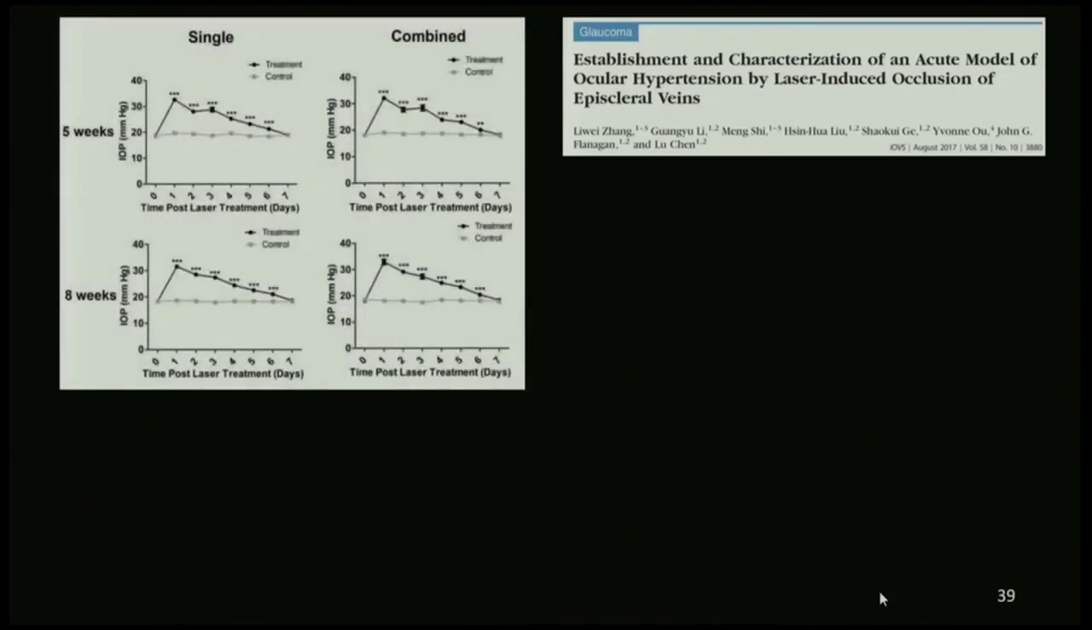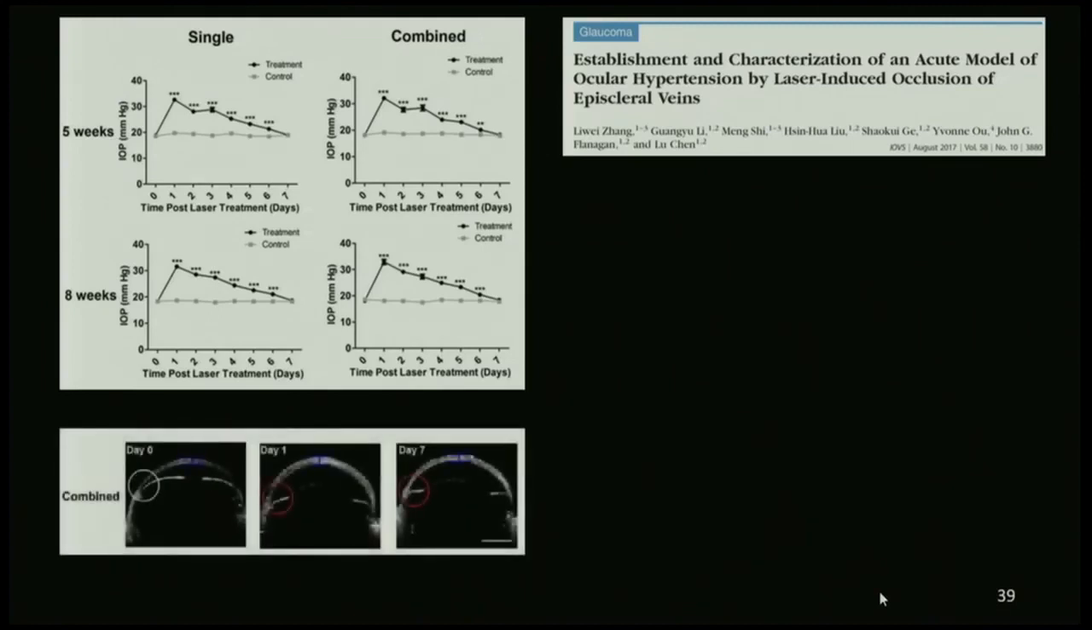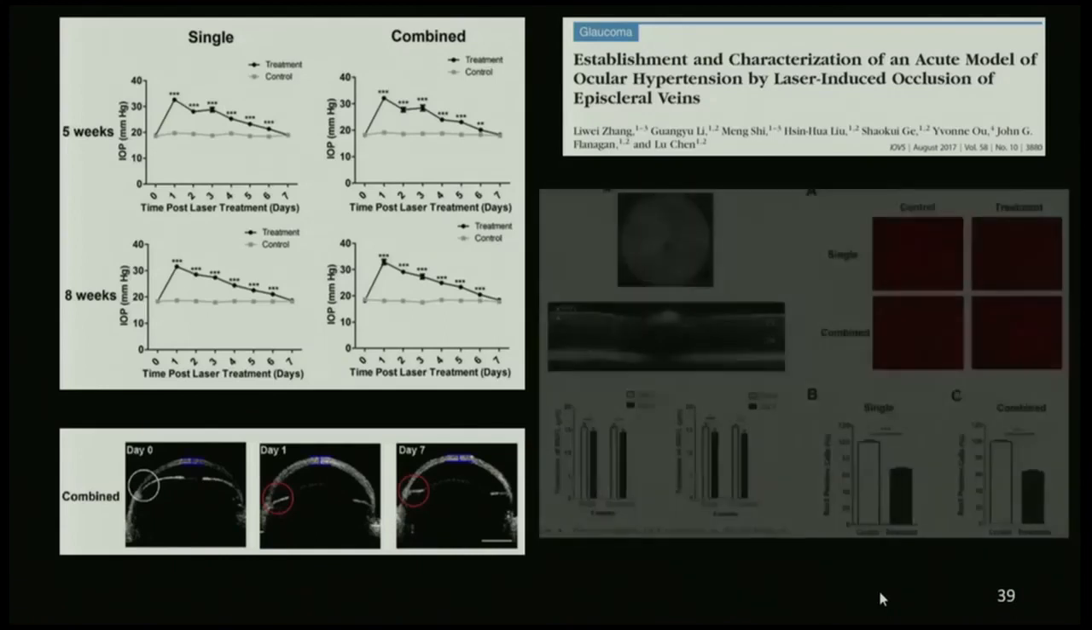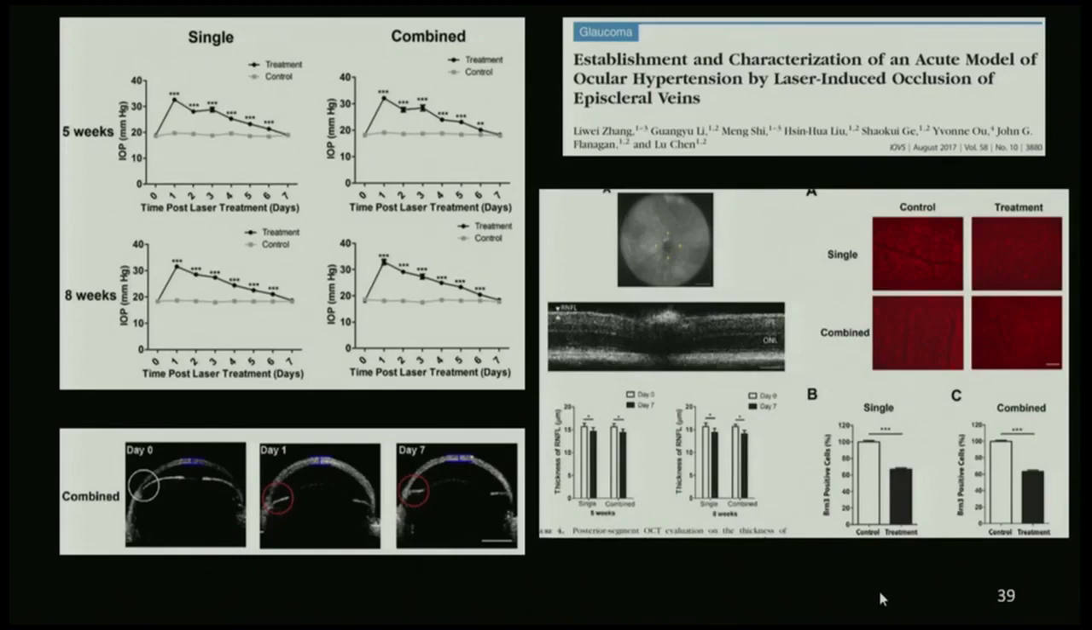In this paper, however, they went ahead and lasered the episcleral veins, and they saw pressure elevation in both the single and combined application in both 5-week and 8-week-old animals. And they were able to show with anterior segment imaging that there were some adhesions formed between the iris and the cornea. So again, the angle looked a little bit more scarred post laser. And again, they were able to show by OCT and live cell imaging that there was some thinning of the retinal layers and loss of retinal ganglion cells.